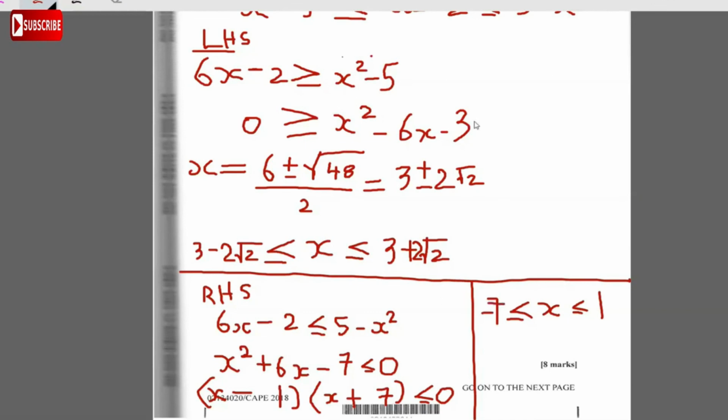All right, so now what will be the final solution? I'll put the final solution in black. The final solution will have to incorporate both of them. Let's look at this. 3 minus 2 root 2.